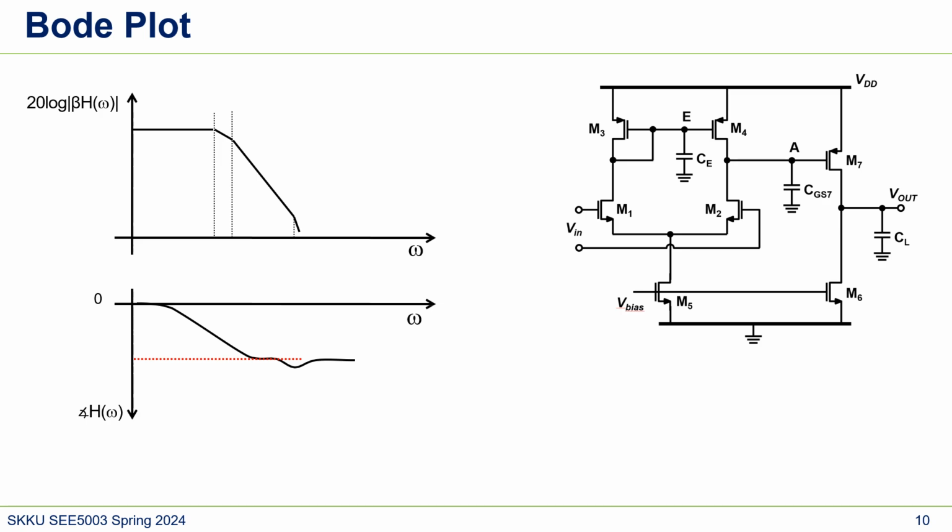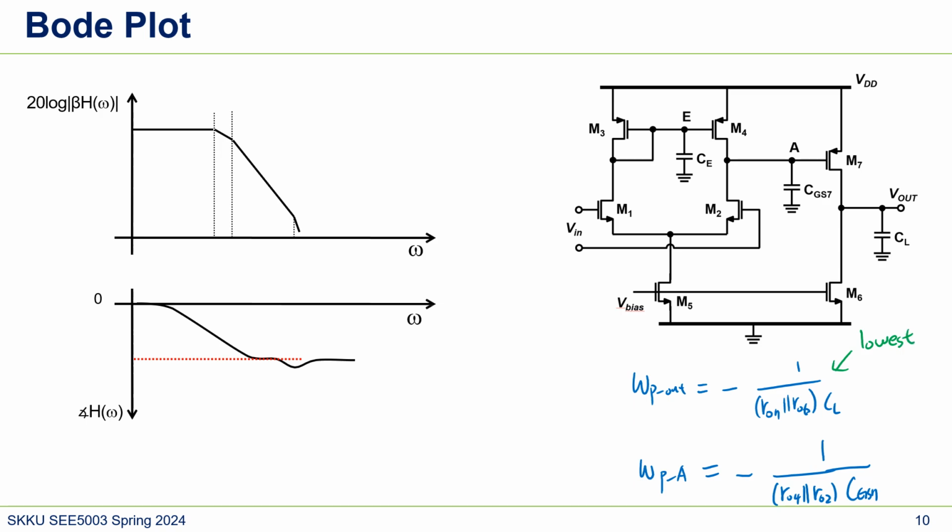Okay, and with those poles and zero, we can draw a Bode plot. So we have WP out, right? And that one was CL. And we also have omega PA at node A, which is here. So we're doing the RC constant. We will multiply RC constants. There will be RO4, RO2, times CGS7 and 1. Usually this is the lowest because the CL is large.